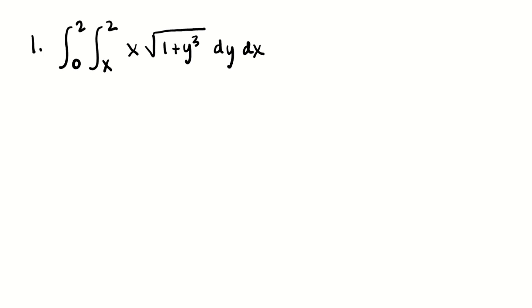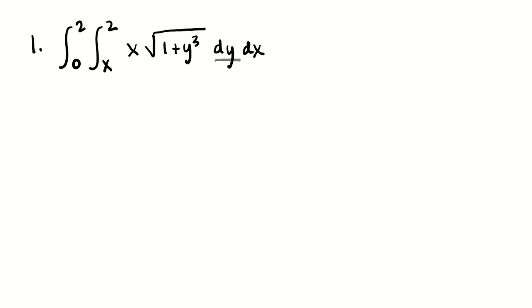And the whole issue here is if I tried to anti-differentiate x times the square root of 1 plus y to the 3 with respect to y, well, I wouldn't be able to think of an antiderivative. So we're going to have to try something else. So always the first step is going to be over here, sketch the region, right? So I'm going to say, all right, I can do that.